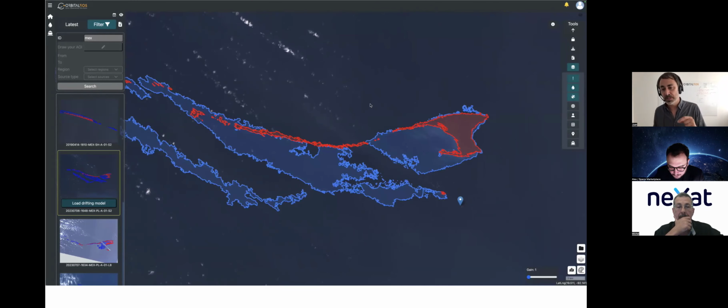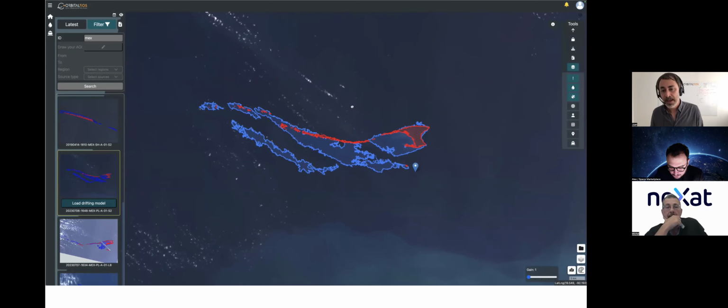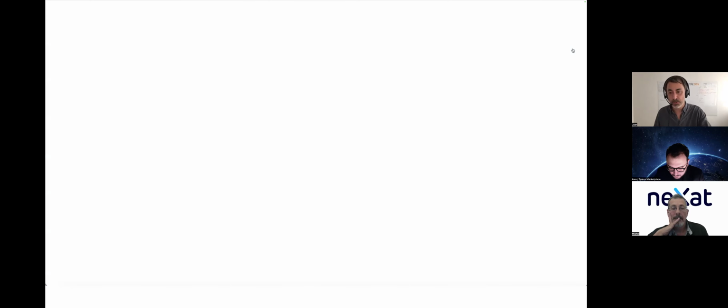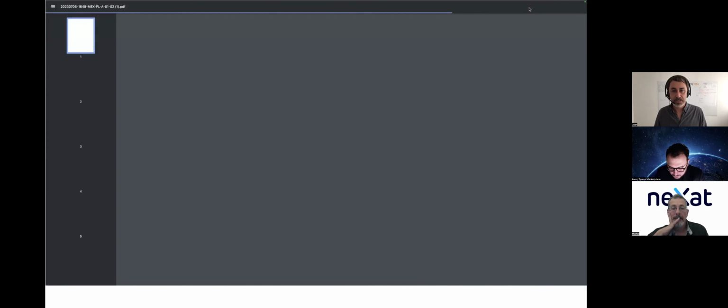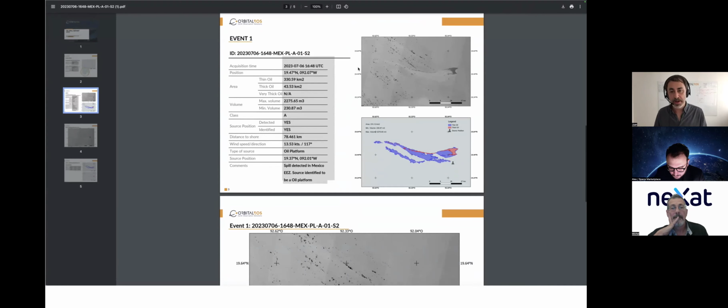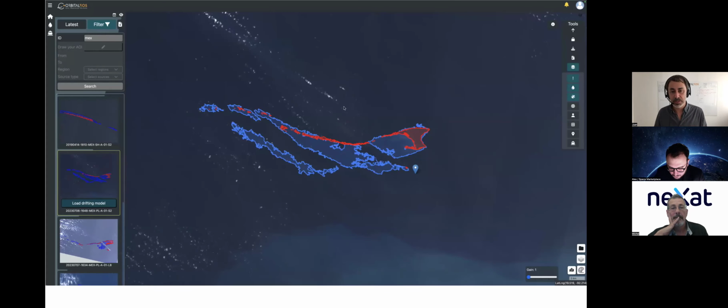The first thing that we do is to characterize this red polygon that represents the thick oil, and the blue polygon that represents the thin oil. Then we include information, of course, about the area covered by oil and also the quantity of oil in the water. That information is shared with the client in the form of PDF reports and, of course, access to this web platform. Now you can see this report can also be downloaded from the platform, where you can easily share this information with colleagues or responders in the field.